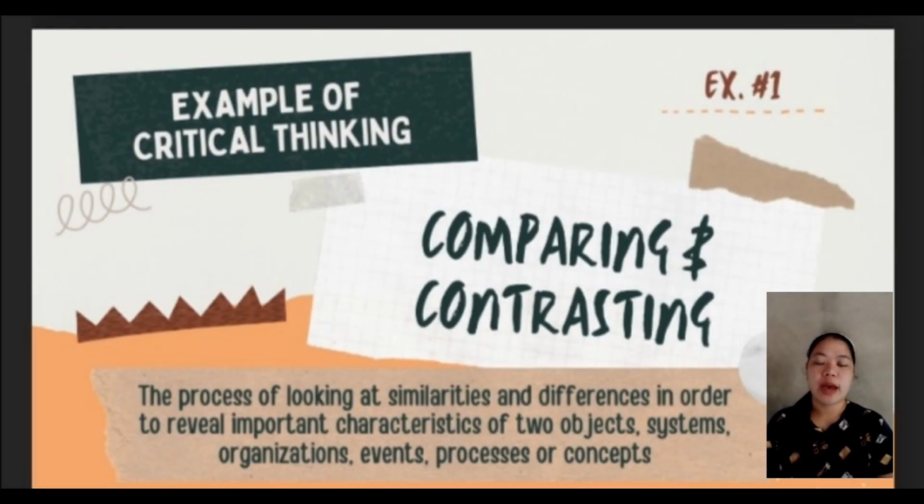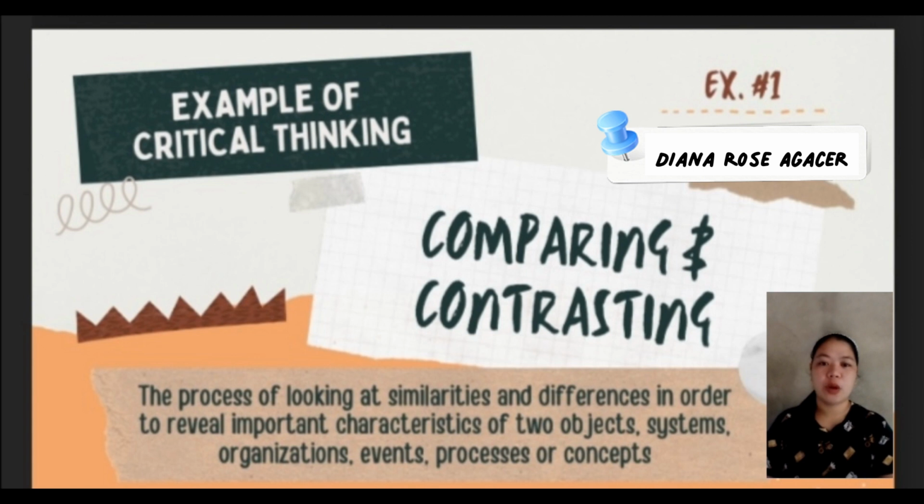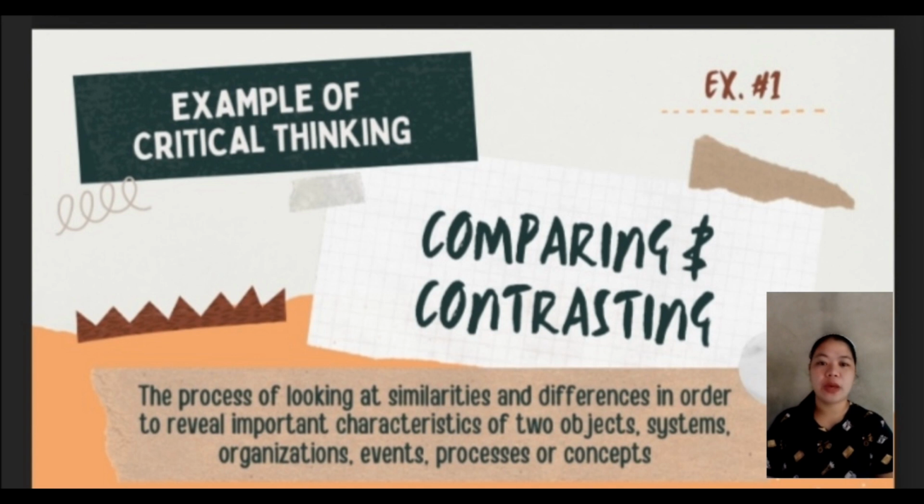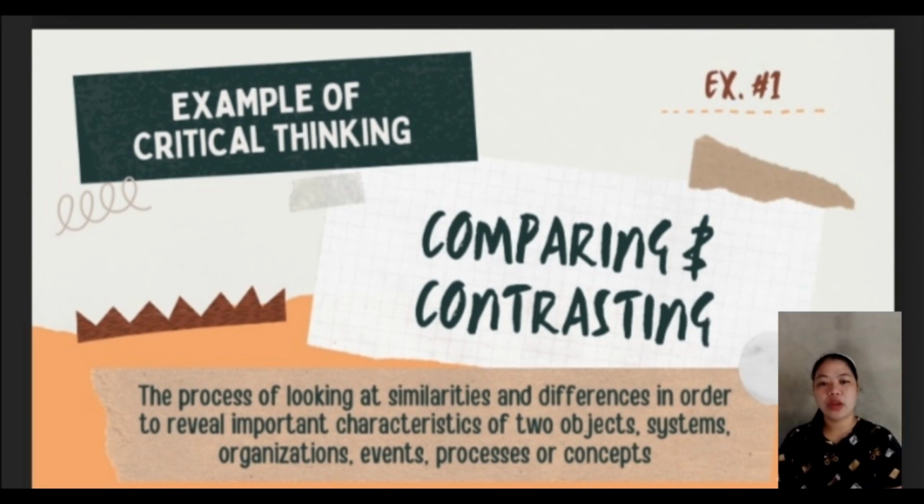Good day everyone. I'm Diana Rose Agacer and I am going to discuss examples of critical thinking: comparing and contrasting, and also categorizing. Comparing and contrasting is the process of looking at similarities and differences in order to reveal important characteristics of two objects. This yields a greater and deeper understanding of what is being taught. When you compare, you identify what is the same, and when you contrast, you identify what is different.